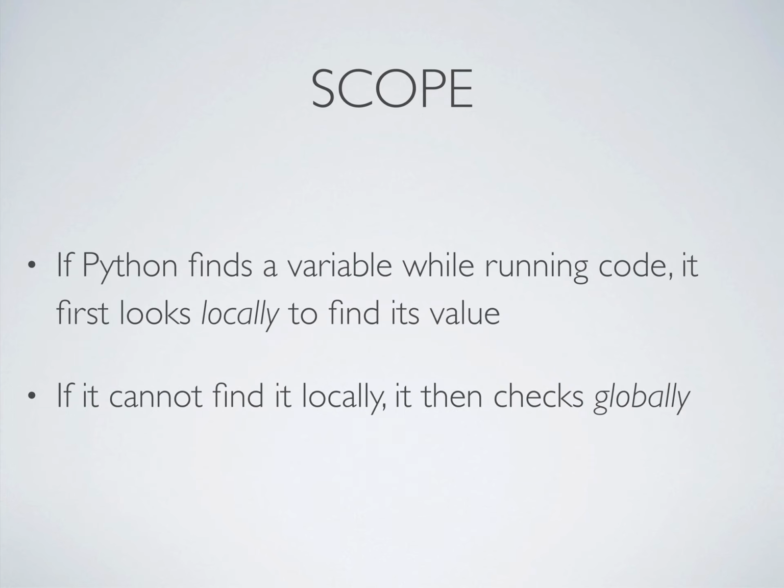A couple other things to keep in mind about scope: if Python is told to use a variable while it's running code, it's going to first look locally to find the value. Meaning, if you're inside a function and you say, tell me what this variable value is, it's going to look for assignment statements for this variable value inside the function first. If it can't find anything locally, it will then check globally. Here's an example of that.